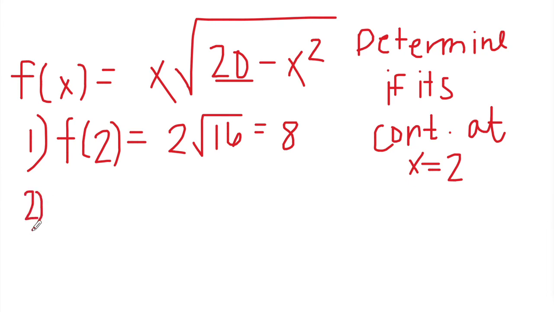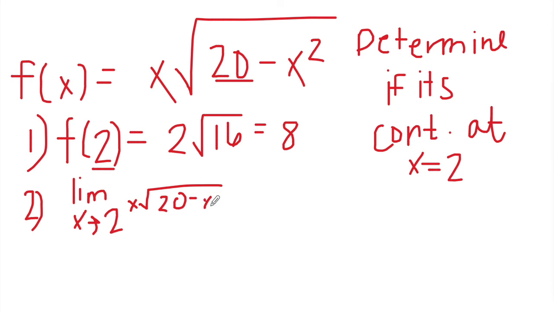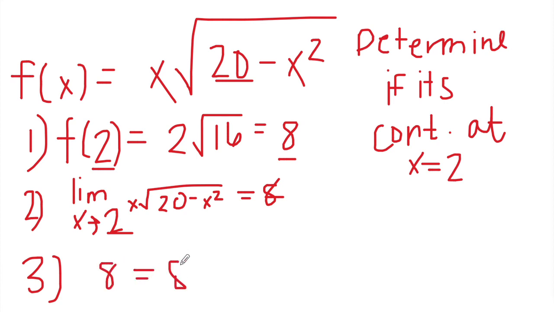The second part is to determine if the limit exists, so the limit from the right side and the left side. Here it's just a function, so it's the limit as x goes to 2 of x times the square root of 20 minus x squared. We don't need to cancel anything, and obviously it would equal 8, because when you plug in 2 for all these values, you'll get the same number. Step 3 is to check if this value and this value are equal to each other. Basically, is 8 equal to 8? Yup. So therefore it is continuous at x equals 2.